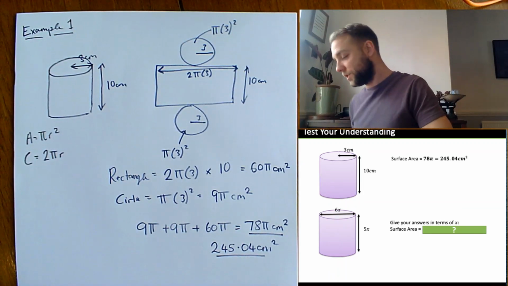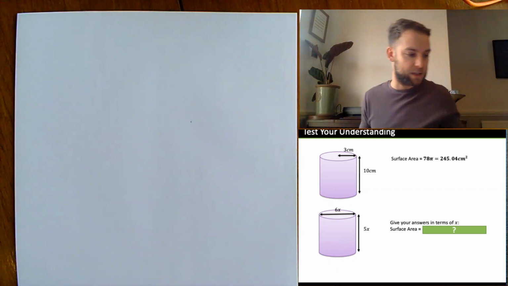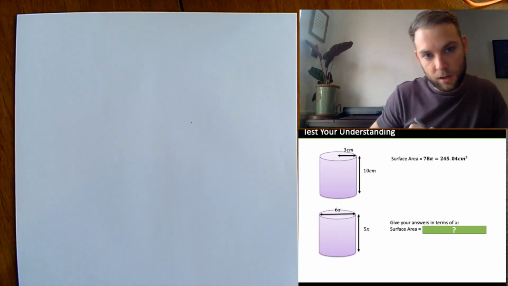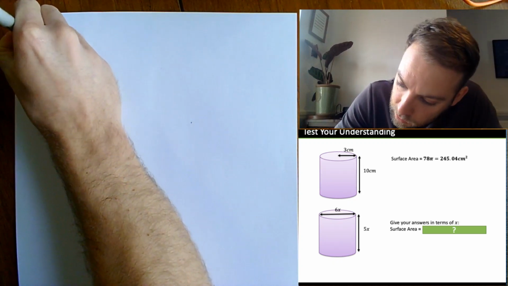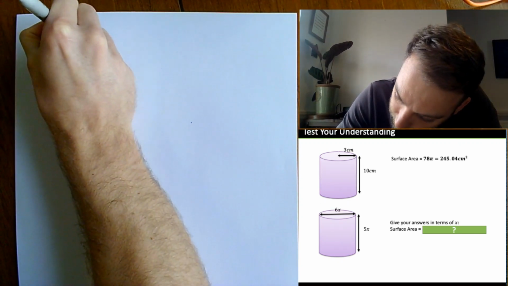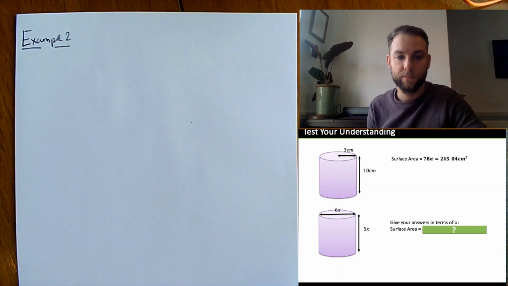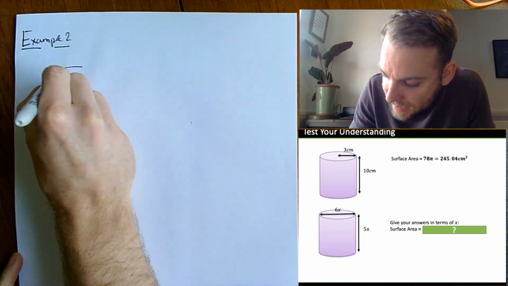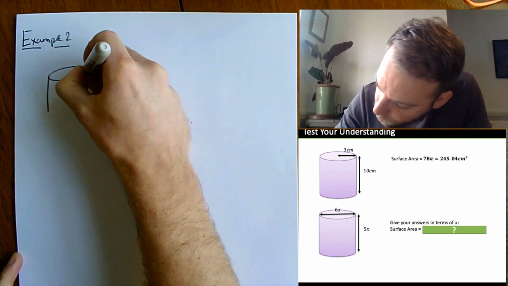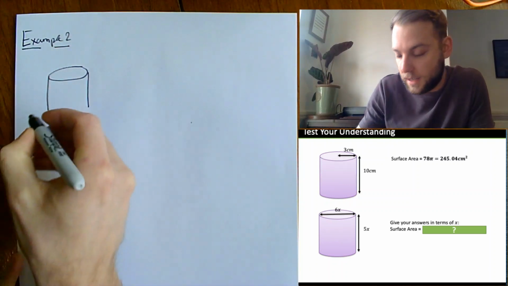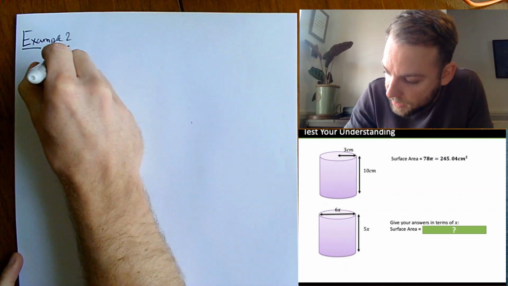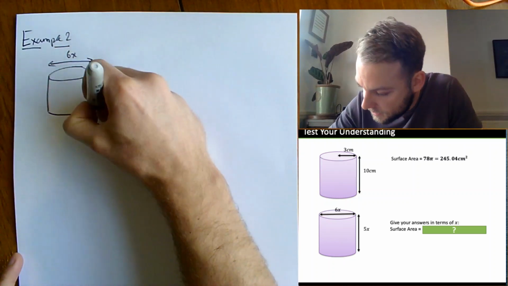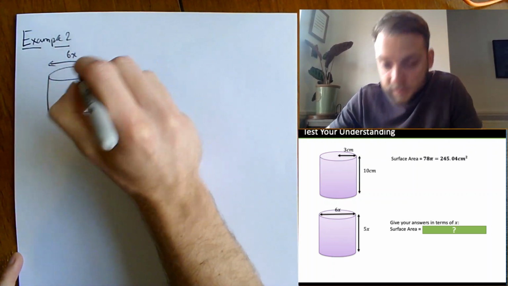We'll have a look at the next one, which is a little bit trickier. The reason it's a little bit trickier is because it's in terms of x. Okay, we're not going to let that scare us though. So here, example 2. With example 2, it's worth noting it is in terms of x, but also they don't give us our radius here. They only give us the diameter of this, which in this case is 6x. And the height of this is 5x.